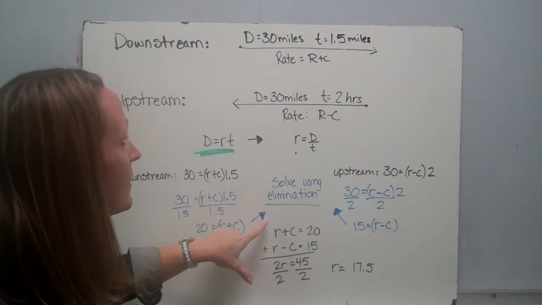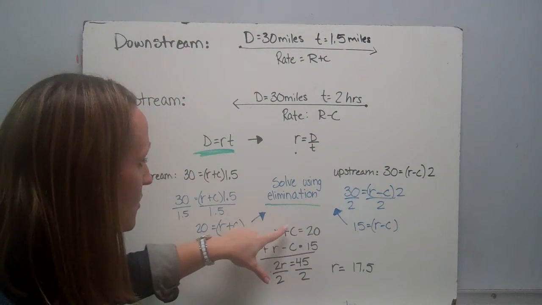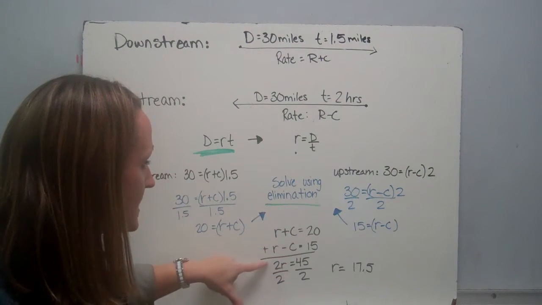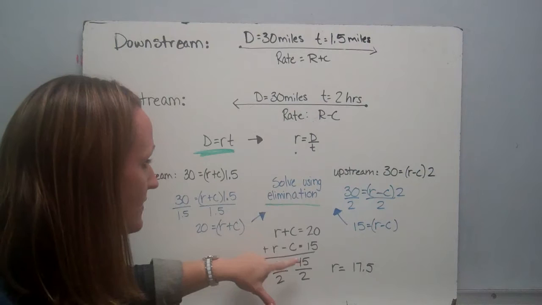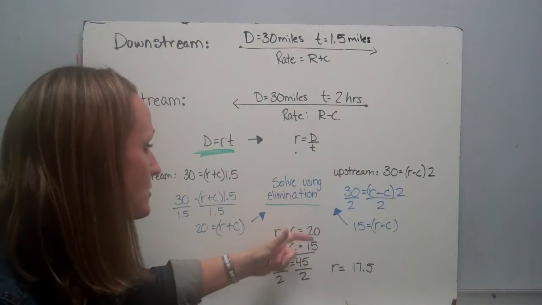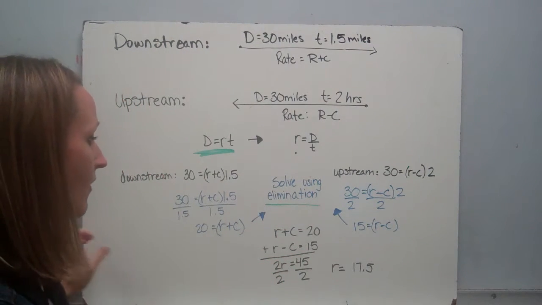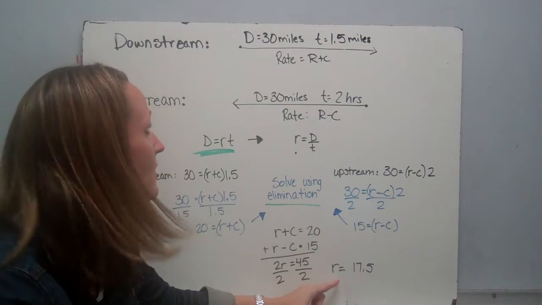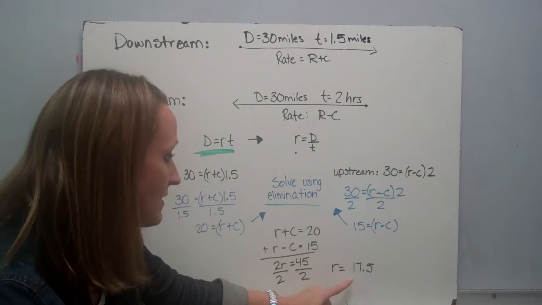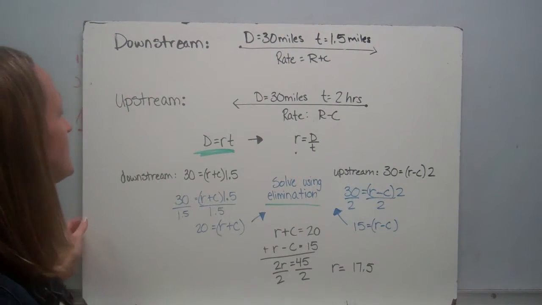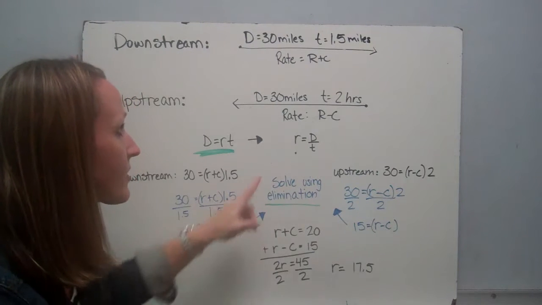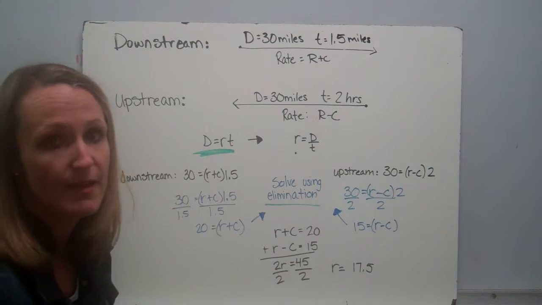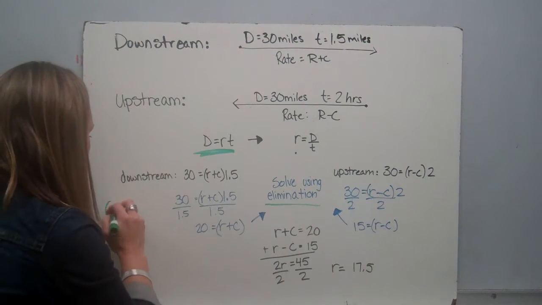So, when we add these, our C's will cancel, telling us that 2R is equal to 45, because R plus R is 2R and 20 plus 15 is 45. Divide both sides by 2, we find our R, which is really all we need, to be equal to 17.5. So what that tells us is that our rate is equal to 17.5. And the question was, well, what was our question?